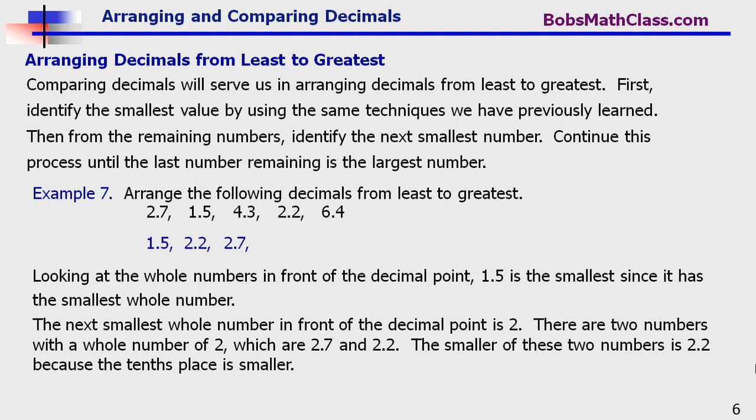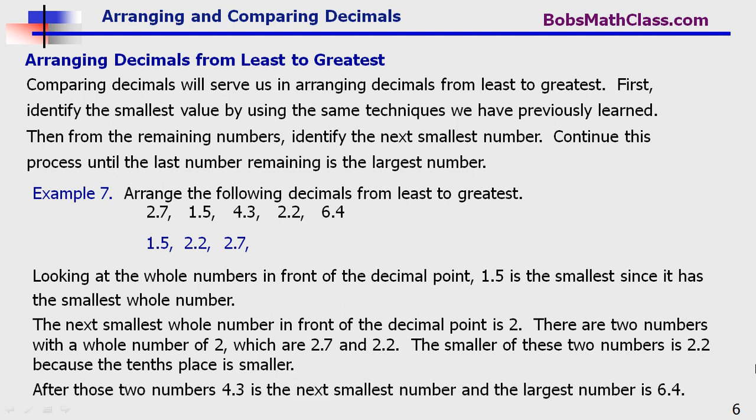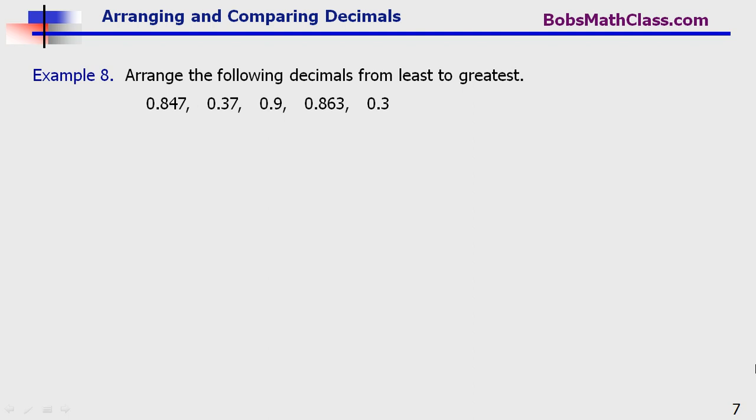What's our next smallest number in the whole number position? In the ones place? That would be the 4, 4.3. And then the largest would be 6.4. So we have arranged our numbers from smallest to largest, or from least to greatest. Okay, let's do one more problem, and then that'll be it for this video. You might want to pause it and arrange the numbers, and then click on play to see it worked out.